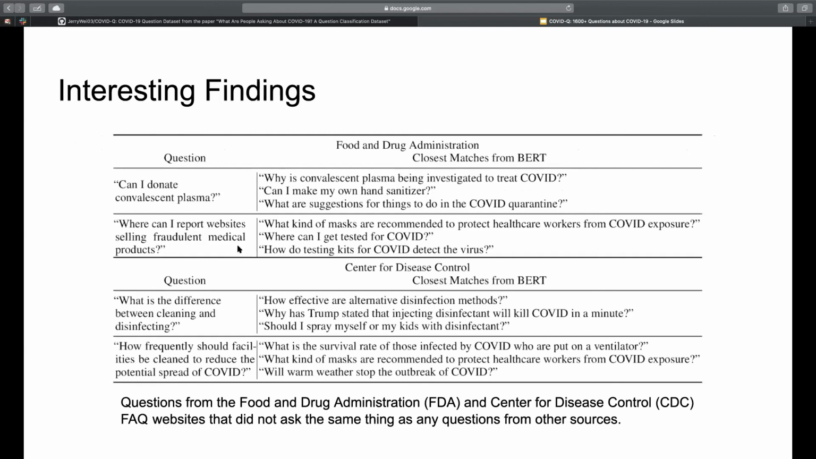So here we've provided some examples of FDA and CDC questions that they answered, but were not asked by any other questions in the dataset. So for example, the FDA question, can I donate convalescent plasma, was not asked by any other question in the dataset. For each of these questions, we've included the 3 closest matches from BERT for each of the example unasked questions. But what should be gained here is that the FAQ websites are including a lot of questions that aren't actually being asked.